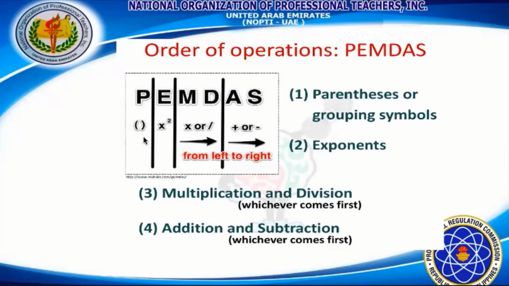P stands for parenthesis, and then exponent, tapos multiplication or division. Kahit anong mauna. Last lagi ang addition and subtraction. But it should be from left to right. Okay? So, yan yung PEMDAS operation na sinasabi. Laging tatandaan sa pagsusolve. Okay? In multiplication and division, syempre, whichever comes first, ganun din sa addition and subtraction. Kaya nga, from left to right ang operation niyan.